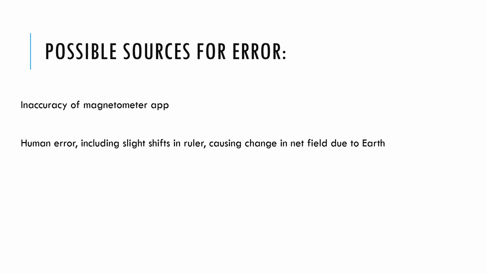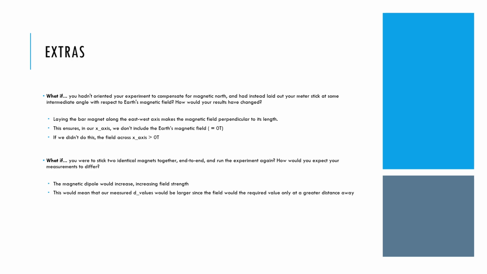Number one, there was quite a bit of inaccuracy in the magnetometer app, which could have led to this error. There is also human error, including slight shifts in the ruler, causing change in the net field, which is being caused due to the Earth. Finally, what if we hadn't oriented our experiment to compensate for the magnetic north and had instead laid out our meter stick at some intermediate angle with respect to the Earth's magnetic field?